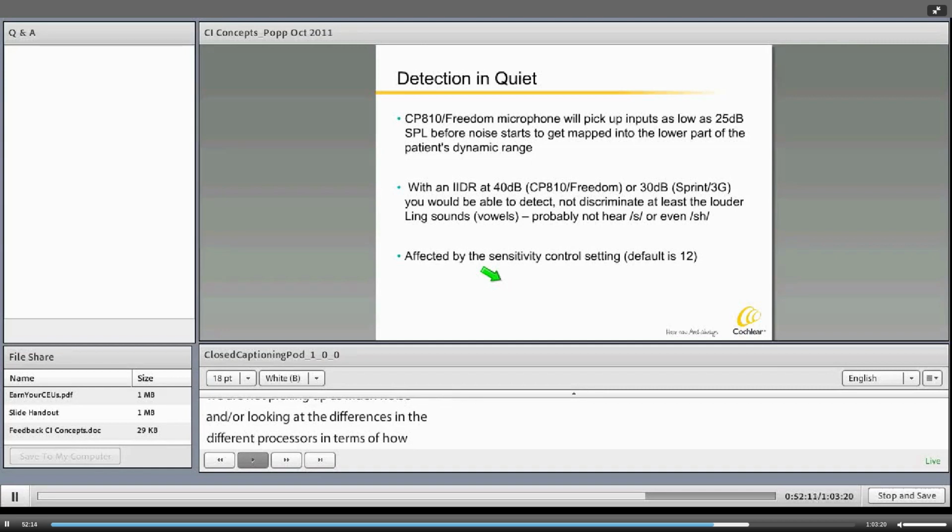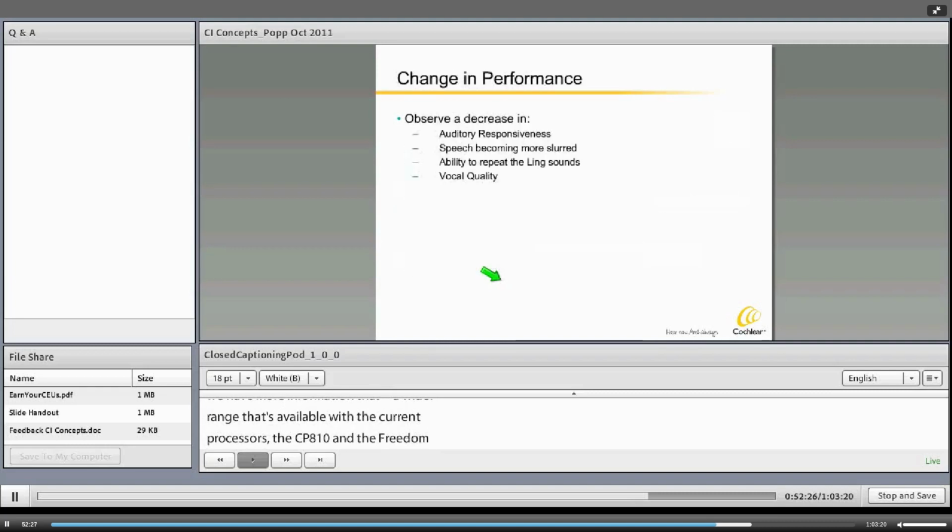We always want to make sure that we are not picking up as much noise, and looking at the differences in the different processors in terms of how much information is being processed. We have more information, a wider range, available with the current processors, the CP810 and the Freedom processors, than we did with the Sprint and the 3G processor.